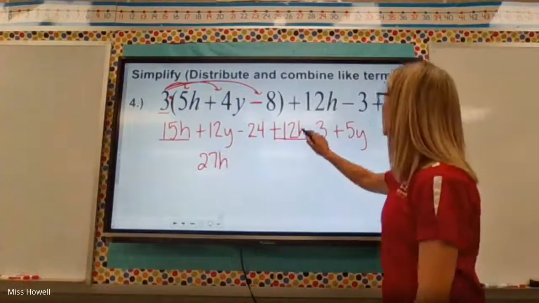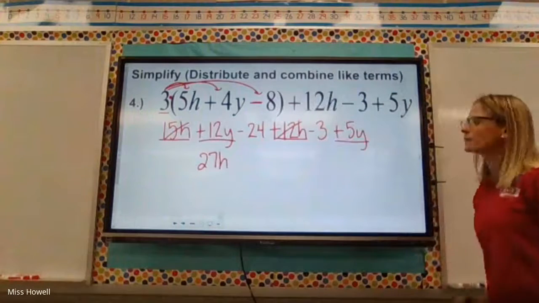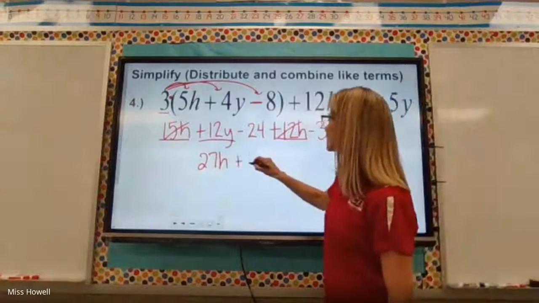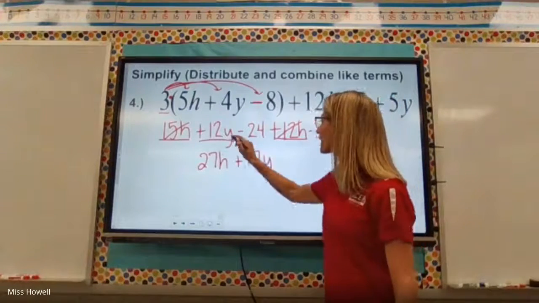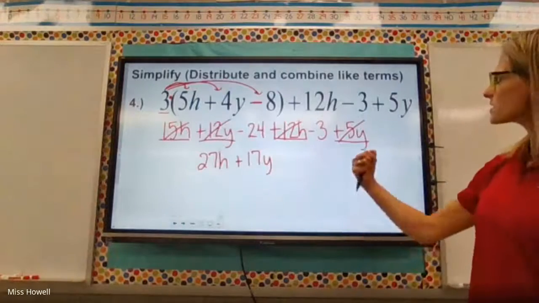All right, let's go to our y's to the first. We have plus 12 here and a plus 5 here. So 12 plus 5 more would give us plus 17y. Again, y to the first, not y squared. We're counting up. How many y's do we have? We have 17 of them.